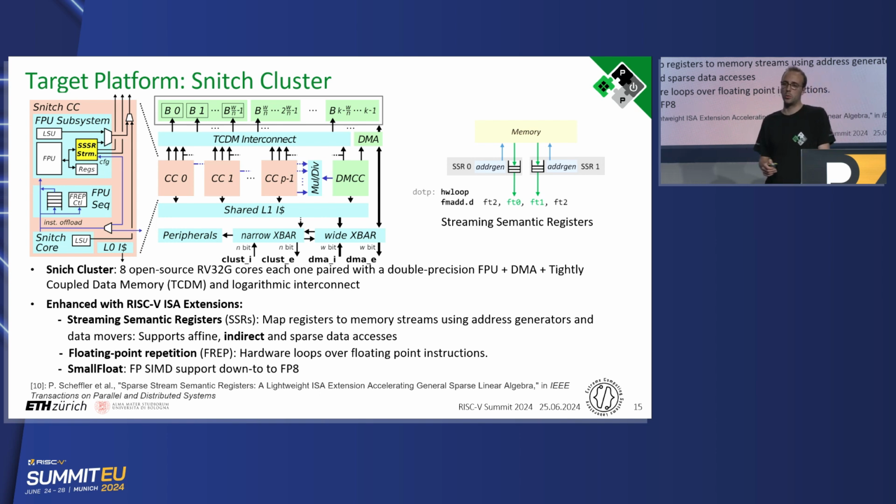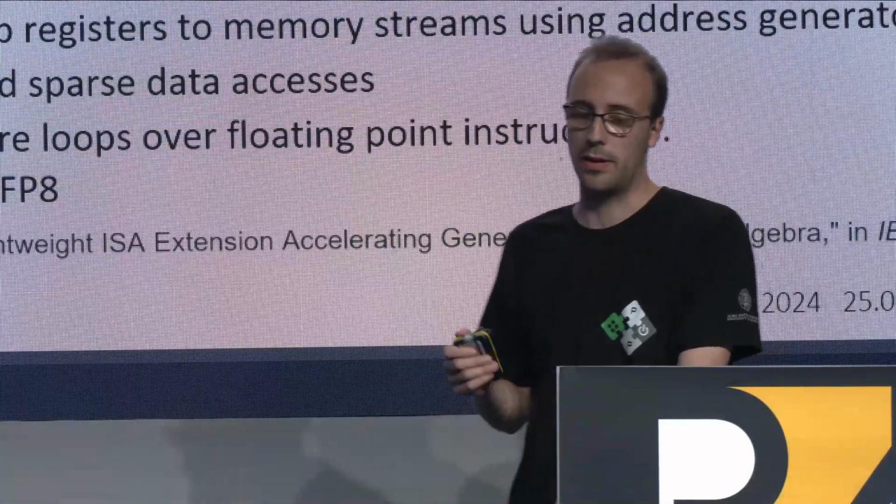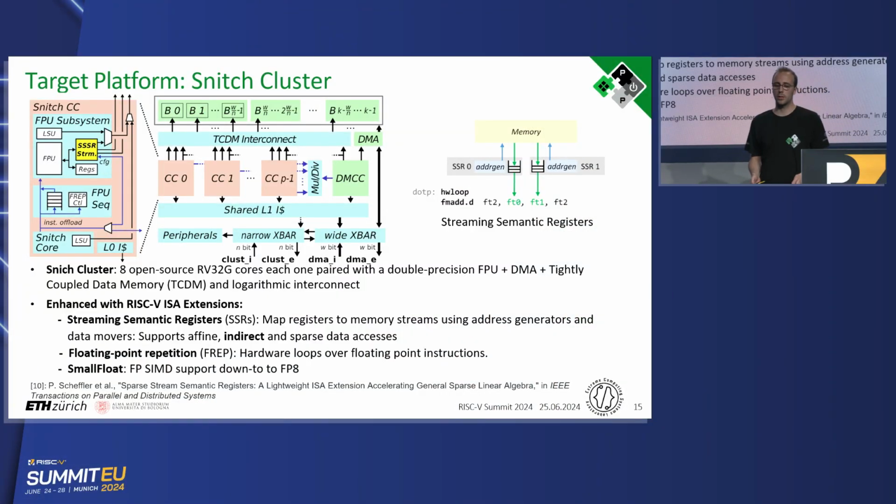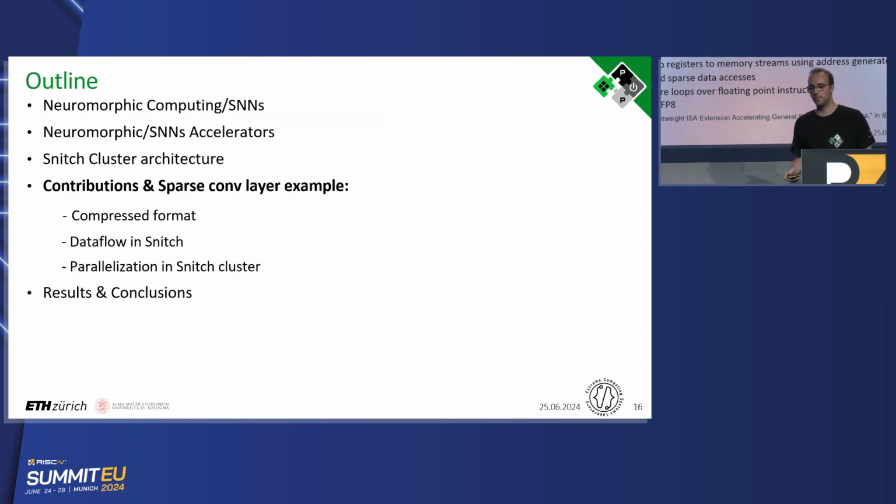Then the cores are Snitch cores, so 32-bit. They are tiny cores coupled with a double precision floating point unit, and they are enhanced with 3 ISA extensions. The first one is called Streaming Semantic Registers, and it maps floating point registers directly to memory streams by the use of dedicated address generators and data movers. The access patterns supported are affine, indirect, and sparse. The second extension is called floating point repetition and implements hardware loops over floating point instructions. The third extension is called SmallFloat and implements floating point SIMD support down to FP8 format.